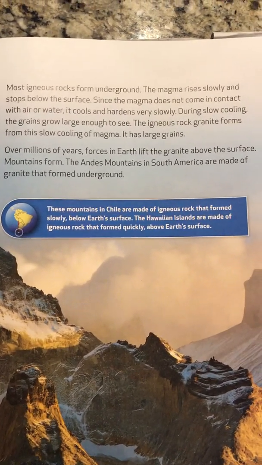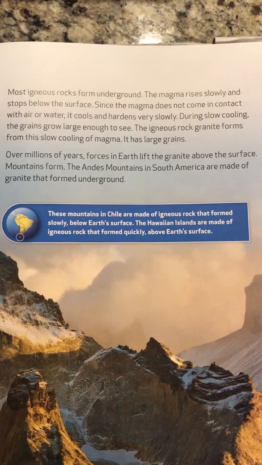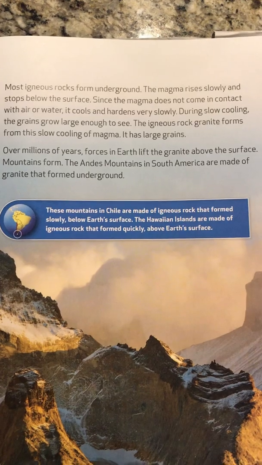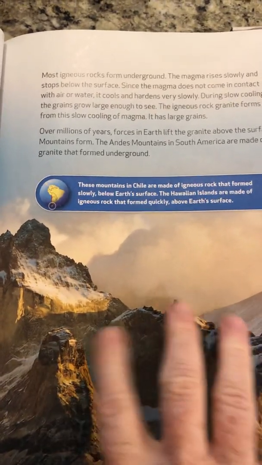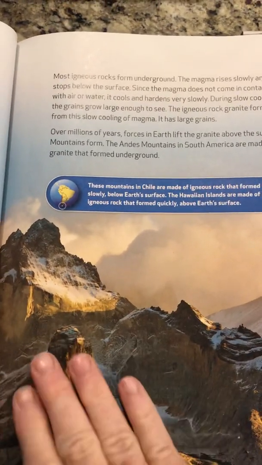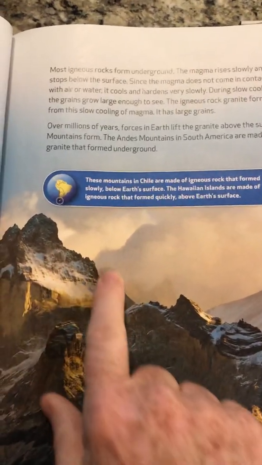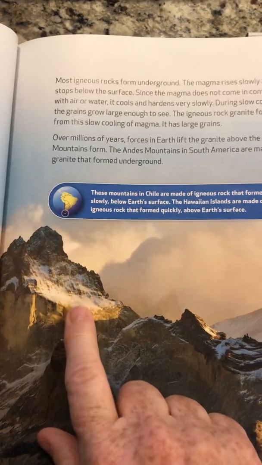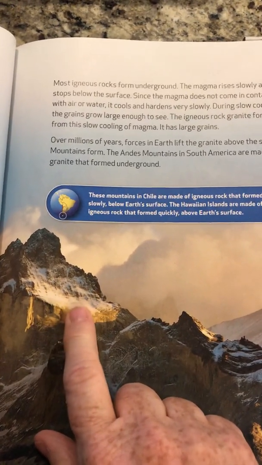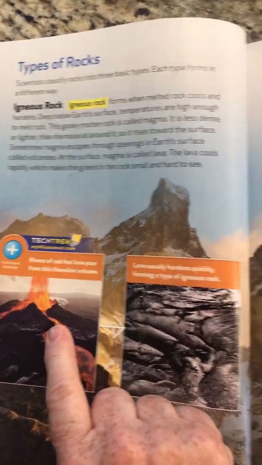Over millions of years, forces in the earth lift the granite above the surface. Mountains form. The Andes Mountains in South America are made of granite that formed underground. Here's the caption. So here's all these mountains, and they formed from the earth moving underneath layers of the earth, underneath the crust. And these are formed from granite, and it was magma, but it cooled and hardened slowly, not quickly like lava rock.